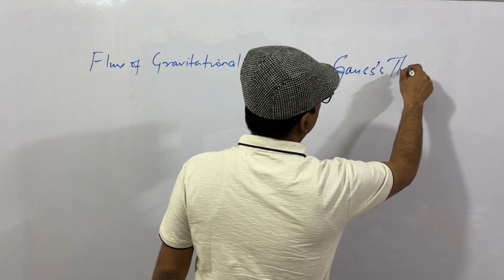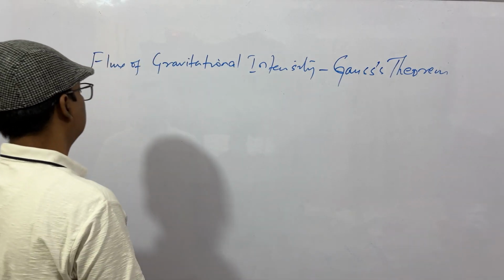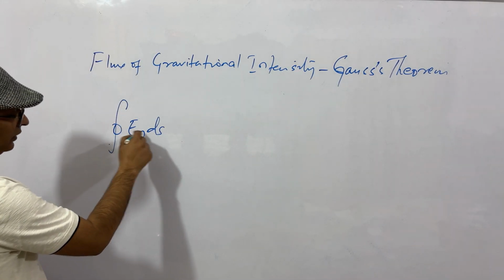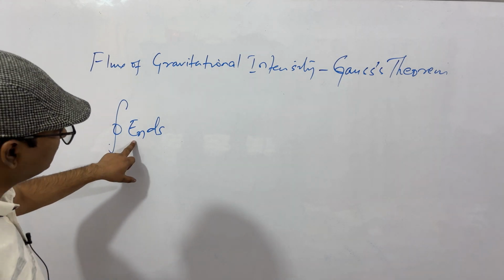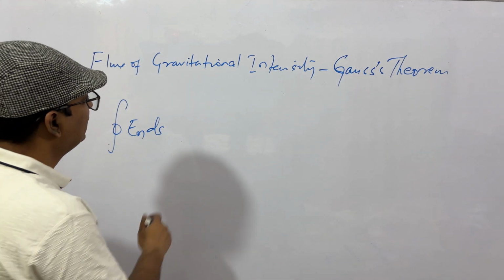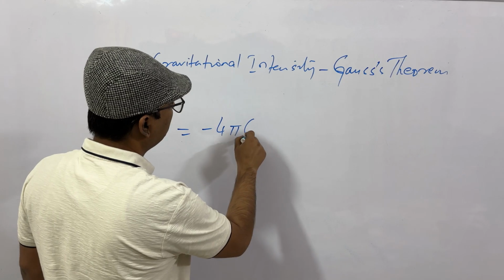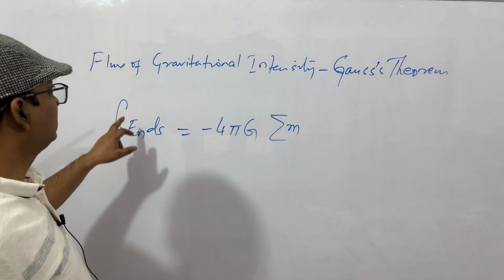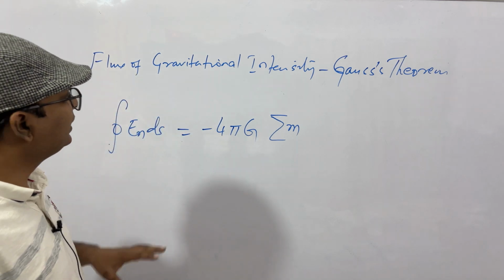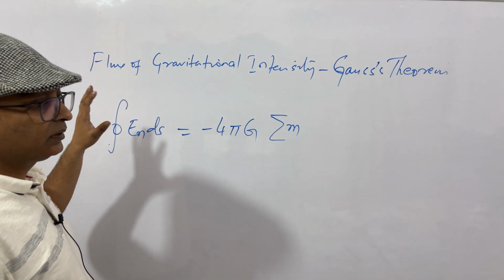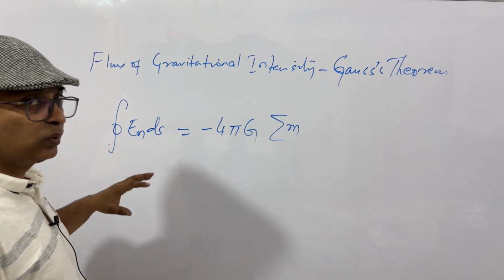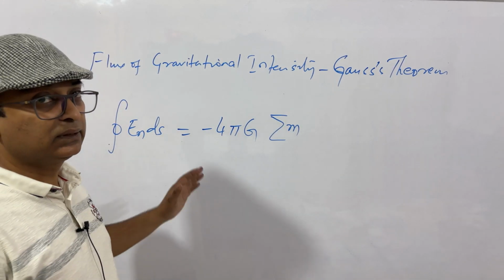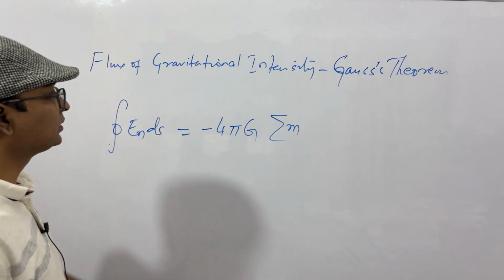Gauss's theorem on gravitational flux. It says that the surface integral of En into ds, that is the intensity into ds, is equal to minus 4 pi g into the total mass enclosed within the surface. The total flux of gravitational intensity coming out of an enclosed surface is this, surface integral of En ds equals minus 4 pi g sigma m. This is called Gauss's theorem.